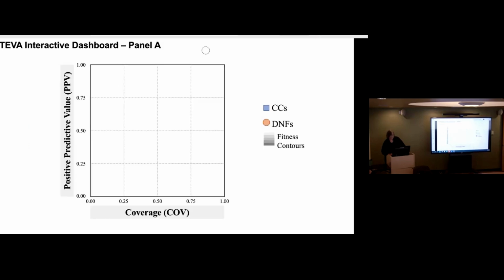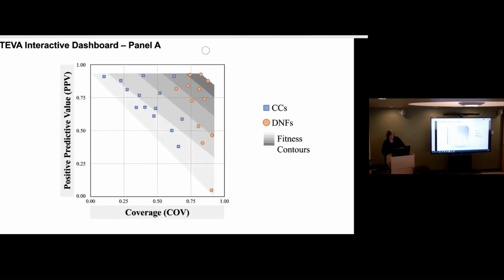So here is what the view looks like now in the new tool. Coverage again on the x-axis, positive predictive value on the y. CCs indicated with squares, DNFs with circles, and then there's going to be a fitness contour that's shaded. And you'll be able to zoom in or out on this diagram using the tool, or using the Bokeh package, which is a post-processing of the TEVA output, and hover over any one of these dots to understand what it is comprised of.